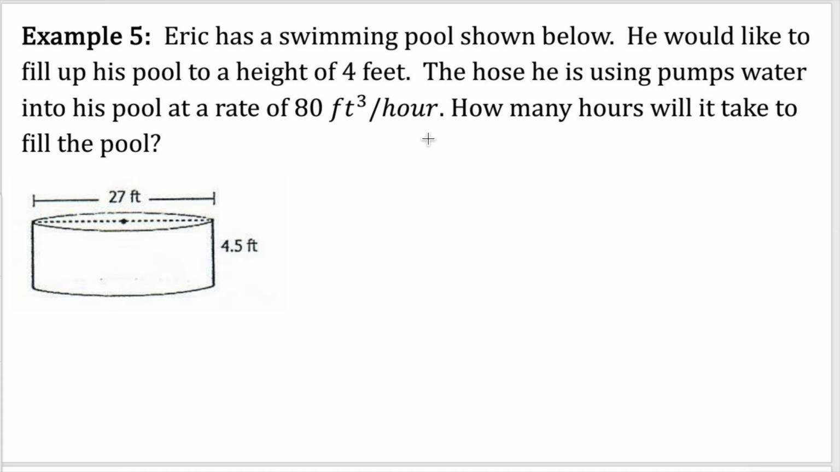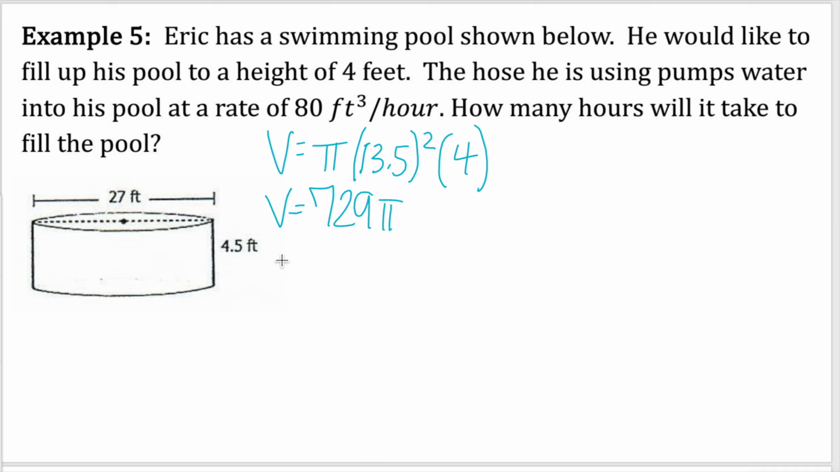Well, first we got to figure out the volume of how much he wants to fill. Two things we got to pay close attention to here. The radius is not 27, it's going to be 13.5. And then instead of using the height 4.5 feet here, we're using the height that he has requested, which is 4 feet. So multiplying 13.5 squared times 4, we get 729. And then 729 times pi is going to give us about 2,290.22 feet cubed.